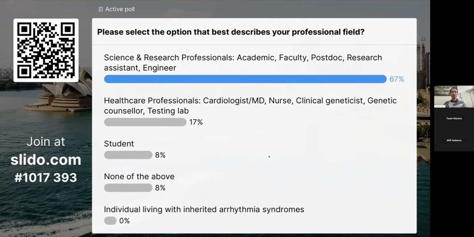Okay. So we have about 10 or close to 15% of healthcare professionals, some students, and as expected, mostly are science and research academic. All right. So let's move on to my next slide.